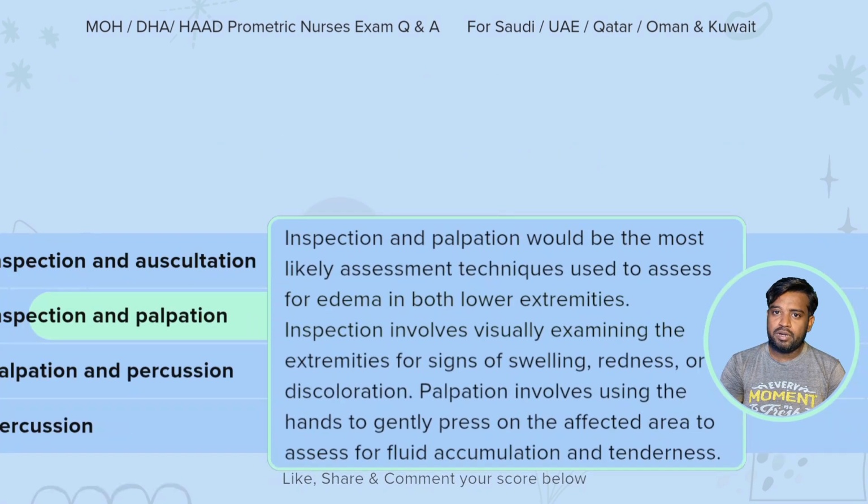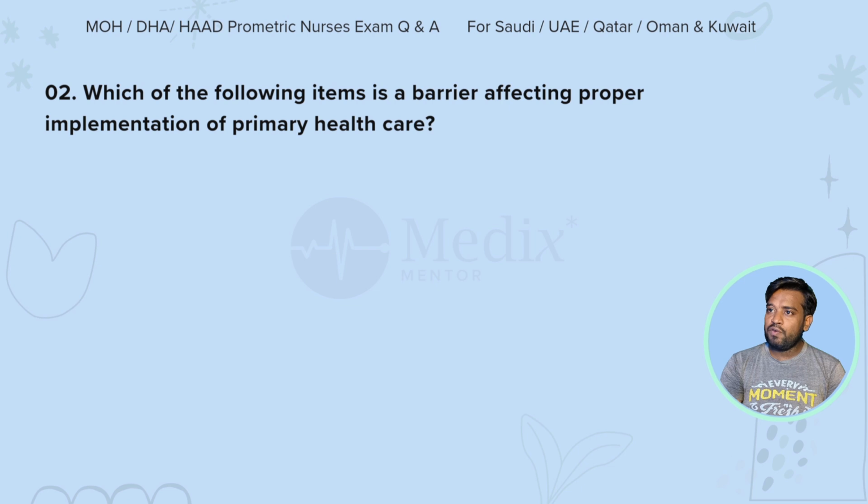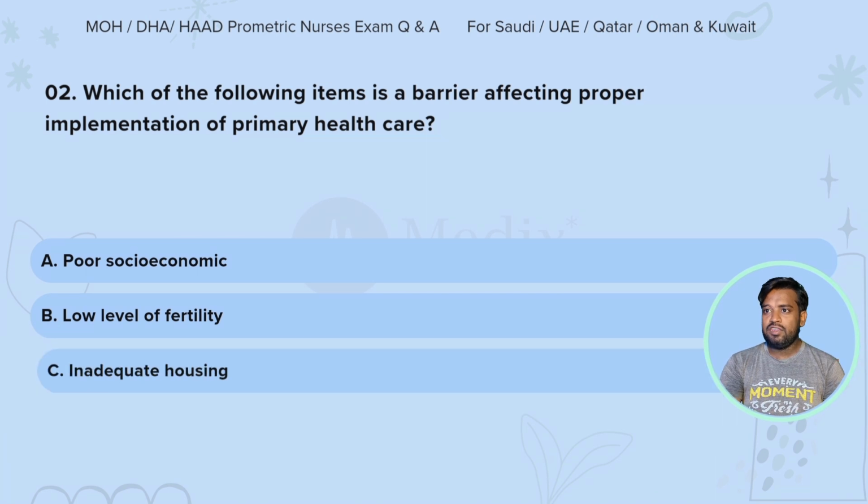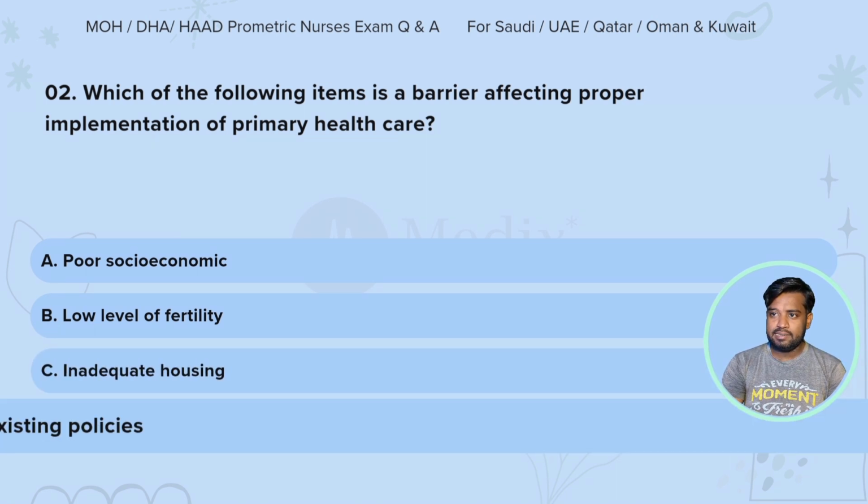Now come to question number 2. Which of the following items is a barrier affecting proper implementation of primary health care? Let's look at the options. A. Poor socioeconomic status. B. Low level of fertility. C. Inadequate housing. D. Existing policies.